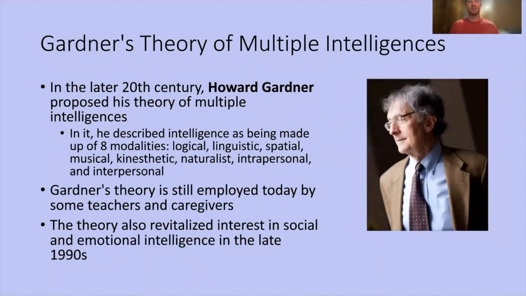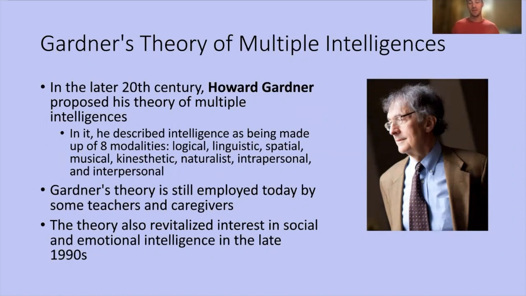And this brings us to the present, Gardner's theory of multiple intelligences. In the late 20th century, Howard Gardner proposed his theory of multiple intelligences. In it, he described intelligence as being made up of 8 modalities. So we went from one g to 2, and then Gardner split it up and said, no, there are 8 modalities. There are different ways in which people can be intelligent. Because again, we don't really have a specific definition for what intelligence is.